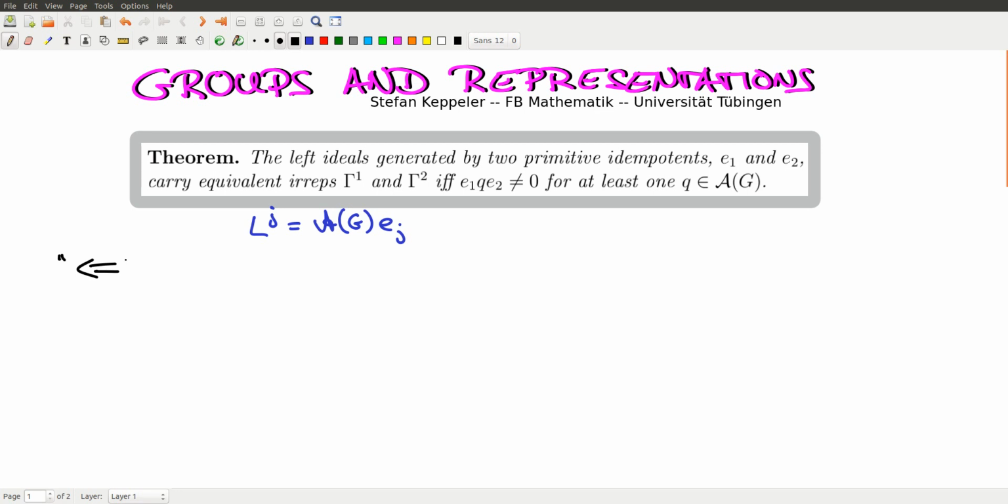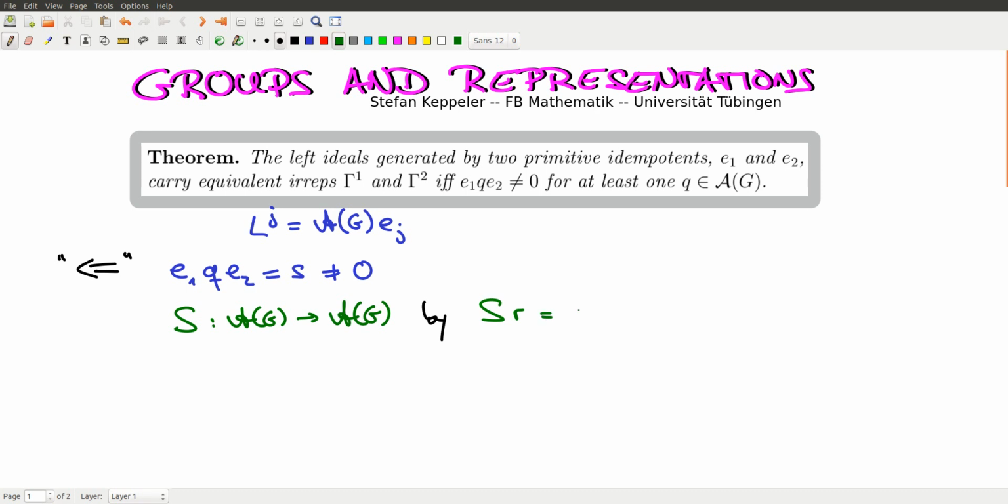Let's look at this direction here first. So we have this E1 Q E2 expression which is non-zero, and let's give it a name. Let's call it little s. So there's some non-zero s in the group algebra. And now we define a linear map capital S from the group algebra to the group algebra. And we define this by right multiplication with little s. So capital S acting on R is R times little s.